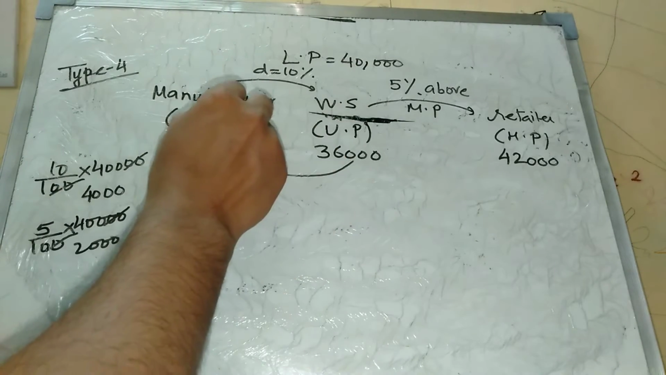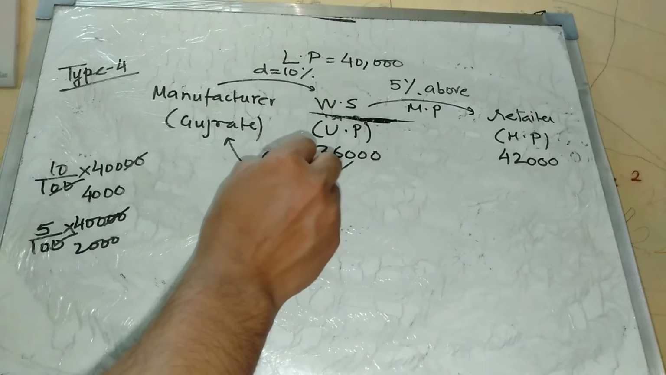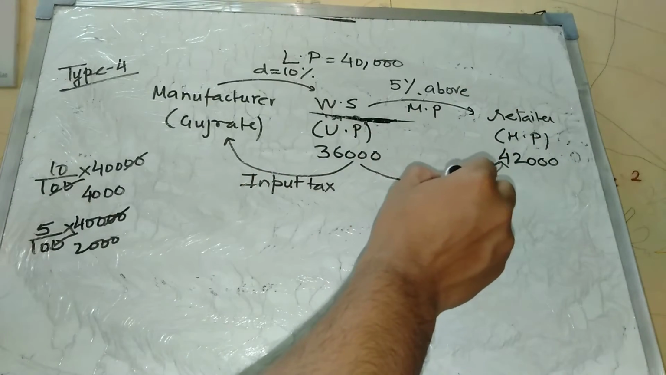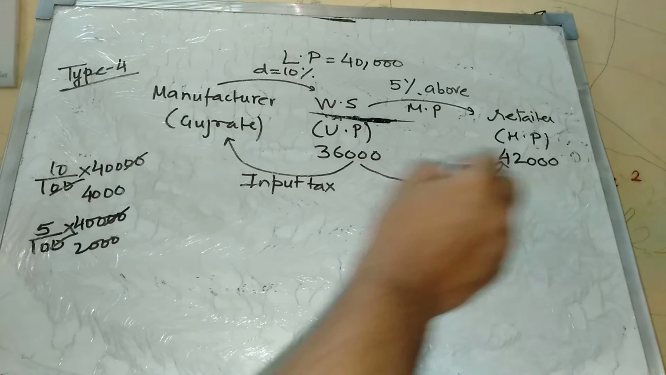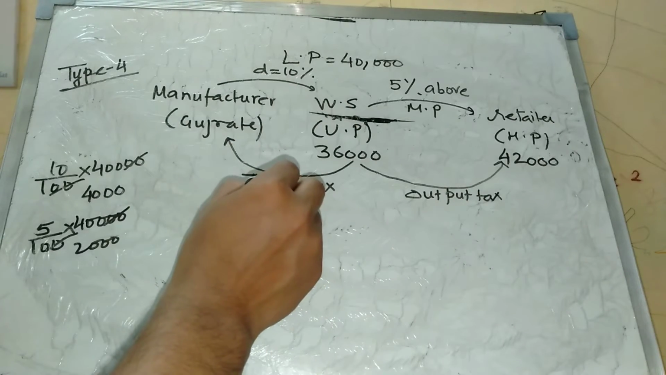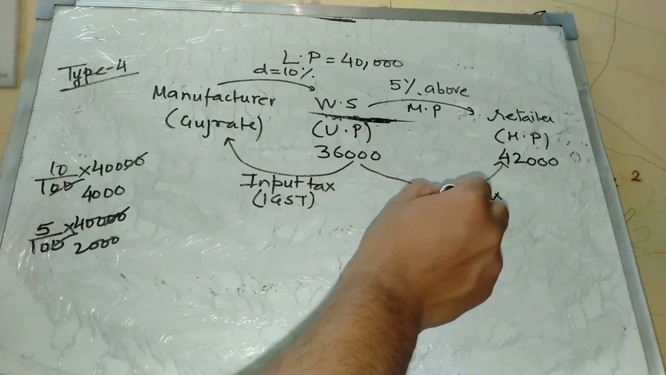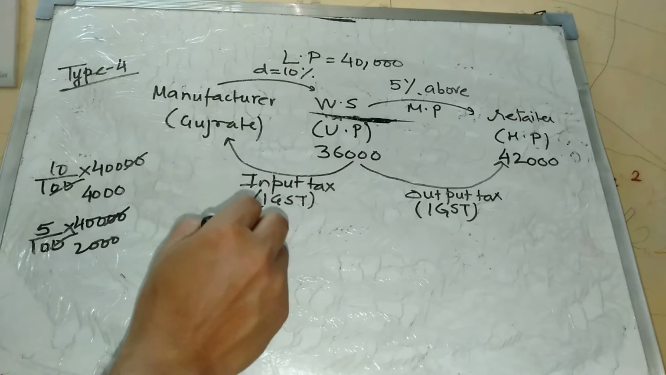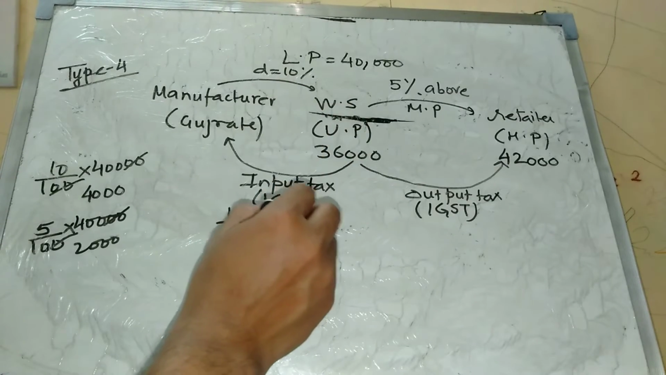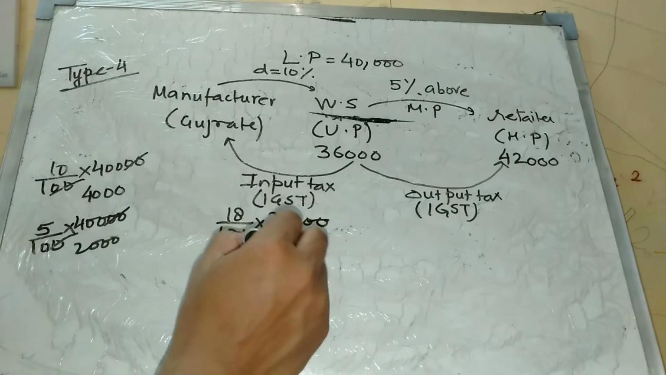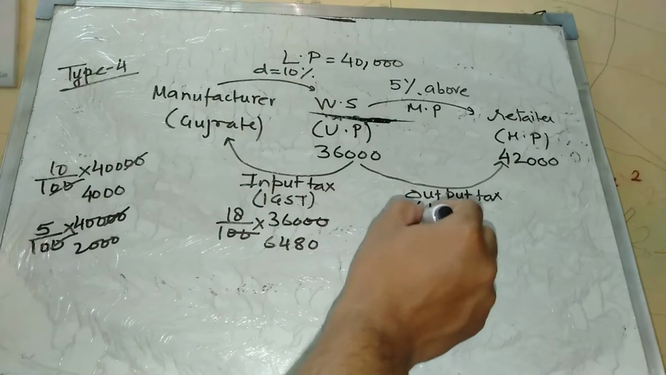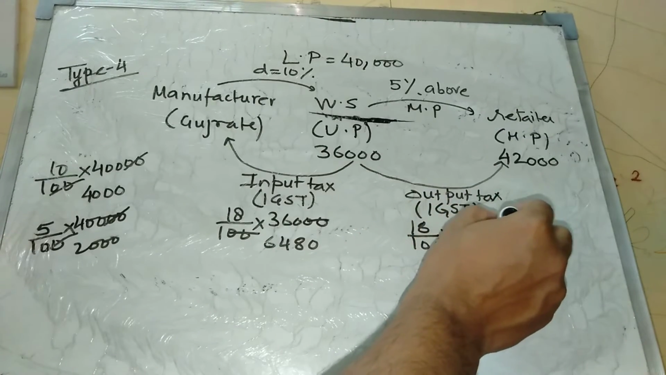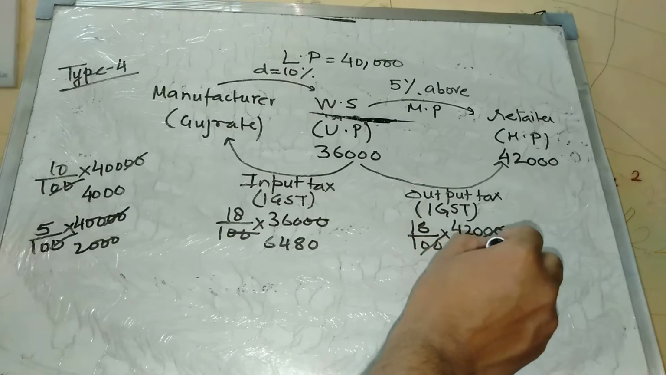Now he will pay tax to the manufacturer, input tax. He will receive tax from the retailer, output tax. Because the states are different, IGST will be charged. So 18% of the purchasing price, that is 36,000 rupees, is 6480. Similarly, 18% of the selling price, 42,000, will be 7560.